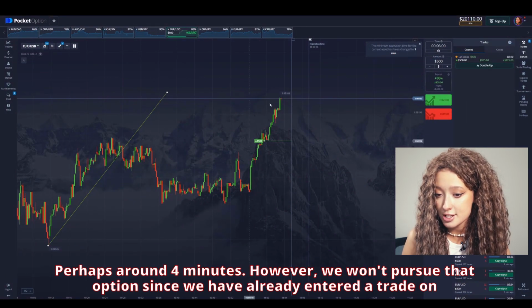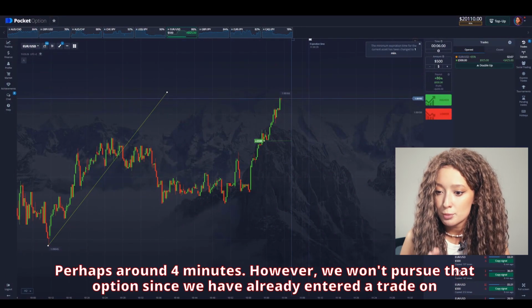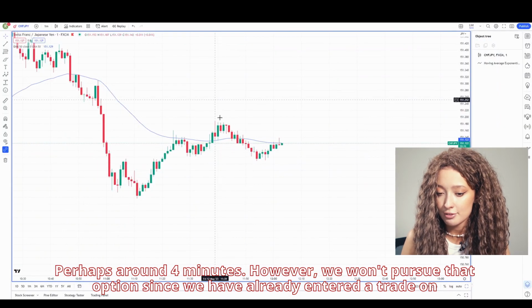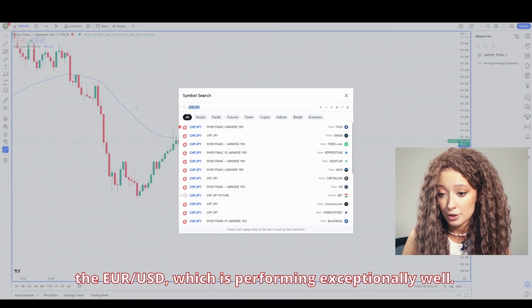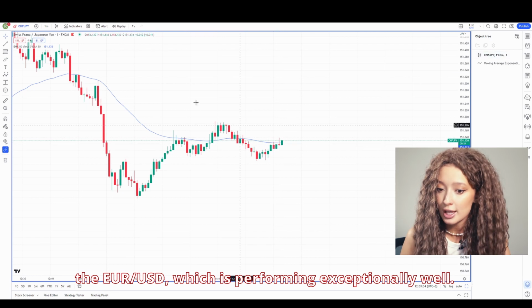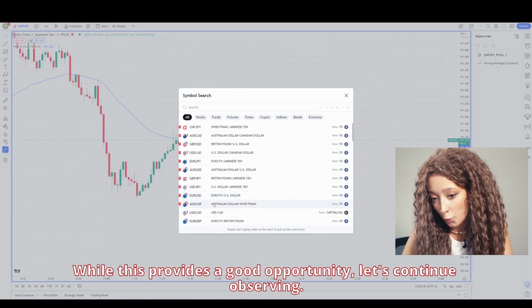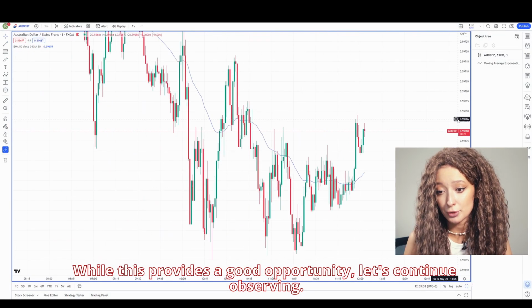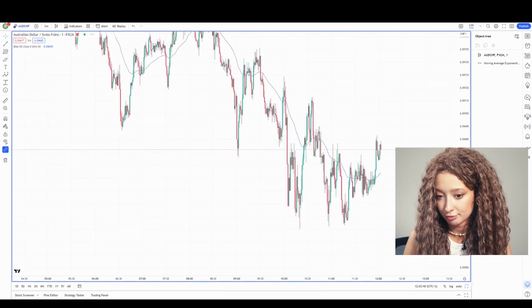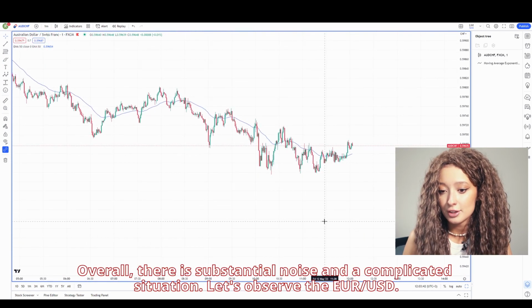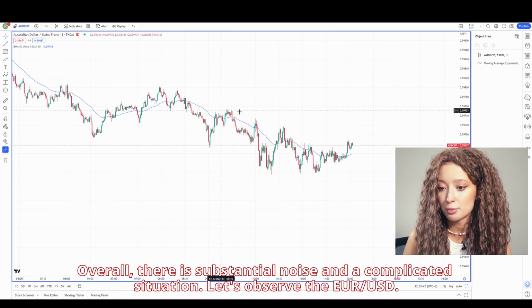Preferably around 4 minutes. However, we will not pursue that option since we have already entered the trade for the Euro and USD, which is performing especially well. While this provides a good opportunity, let's continue observing. Overall, there is substantial noise and a complicated situation.